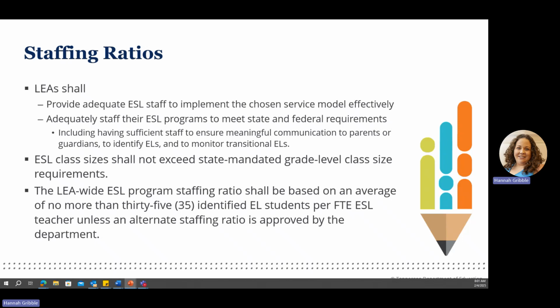ESL staffing ratios. LEAs shall provide adequate ESL staff to implement the chosen service model effectively. LEAs shall adequately staff their ESL programs to meet state and federal requirements. This includes having sufficient staff to ensure meaningful communication to parents or guardians, to identify ELs, and to monitor transitional ELs.